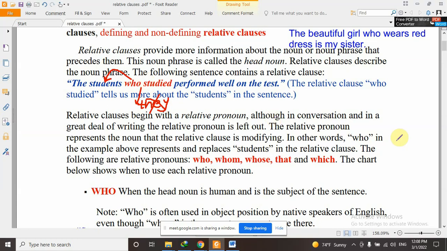Now the following are relative pronouns. They are all relative pronouns.